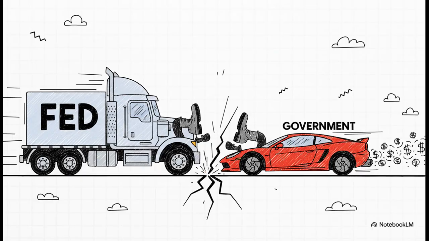So this set up this absolutely monumental conflict. You have the Federal Reserve over here hitting the brakes, pulling money out of the economy to fight inflation, and then you have the U.S. government over there flooring the gas pedal, getting ready to borrow and spend trillions more. You can see it, right? These two massive forces were on a direct collision course.